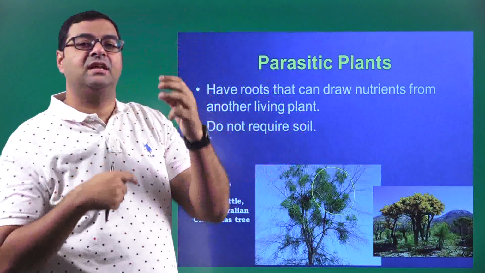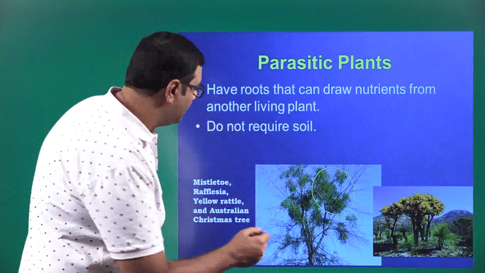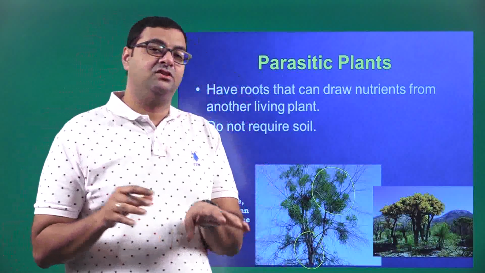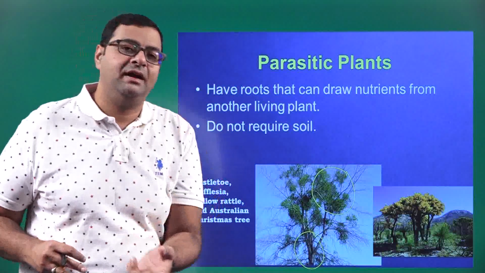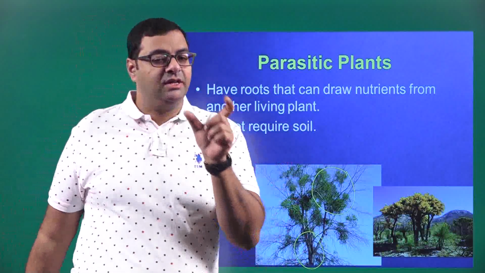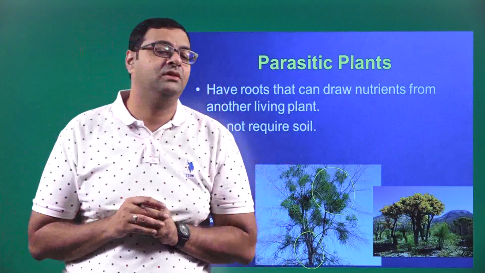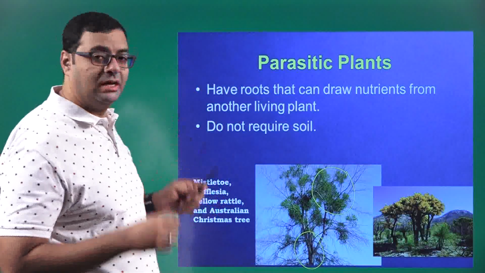When they start sucking nutrients, the growth of the host plant will get reduced. It's not that they will not allow the host plant to die, because if the host plant dies, even they will die. So they will not let the host plant die, but they will only reduce the growth rate of the particular plant. So those are parasitic plants.